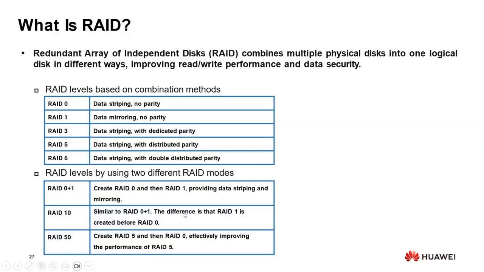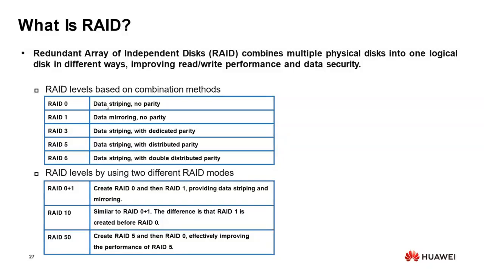So if you are using RAID 0, it has what is called data striping. That means that if you have a single file, the file will be split into two. Half of it will be stored in one disk, another half will be stored in another disk. This is called striping, okay? But it doesn't have what is called parity check. Parity is a mechanism that helps to recover missing data in a file system.